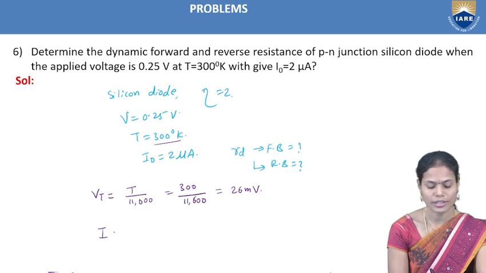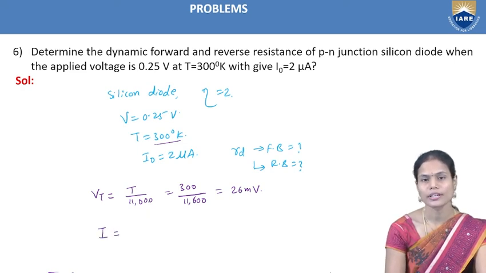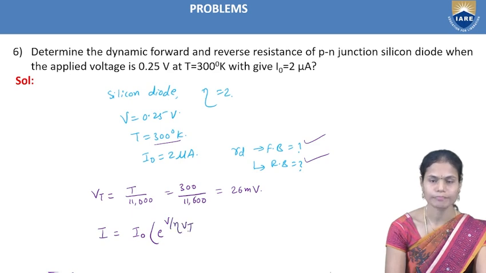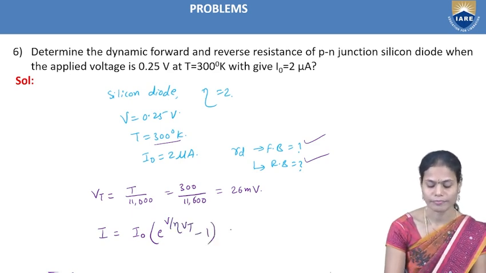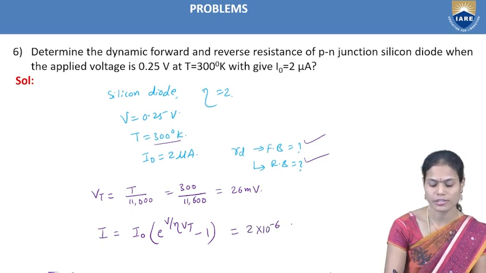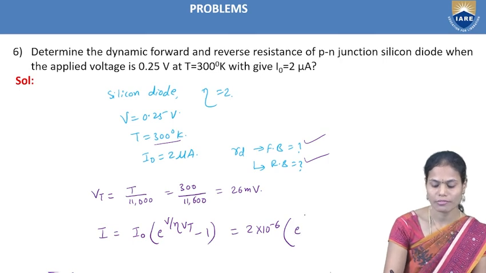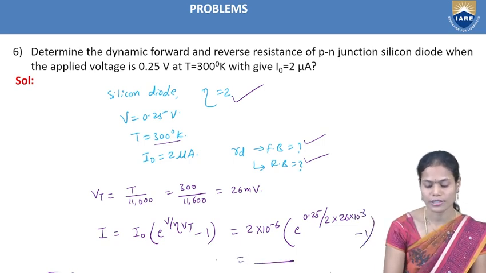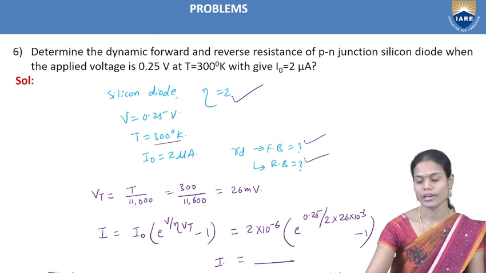So next we need to find the current. This VT and current are required to find the dynamic resistance. That is I naught into e power V by eta VT minus 1. That is I naught is 2 microamperes. That is 2 into 10 power minus 6 into e power V value is 0.25 divided by, it is the silicon diode, so eta value is 2 into VT is 26 millivolts, minus 1. If we simplify this, we will get the current.